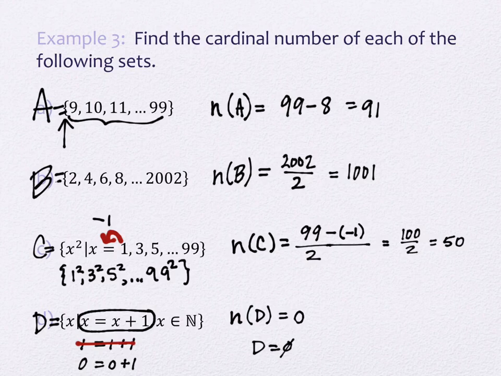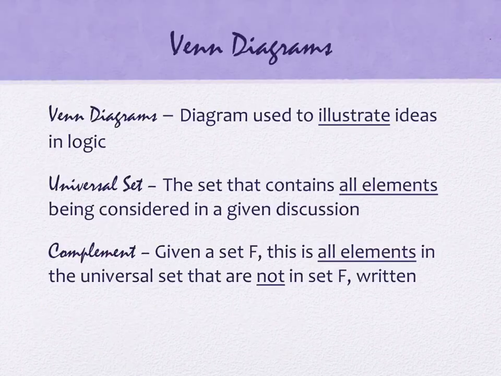Okay, let's fill in the last 5 blanks or whatever on this side of the page, and then we'll stop. Venn diagrams, which is what we'll pick up on next time. Venn diagrams are diagrams used to illustrate ideas and logic. So this is a picture, it's a diagram. A universal set is the set that contains all the elements that are being considered.